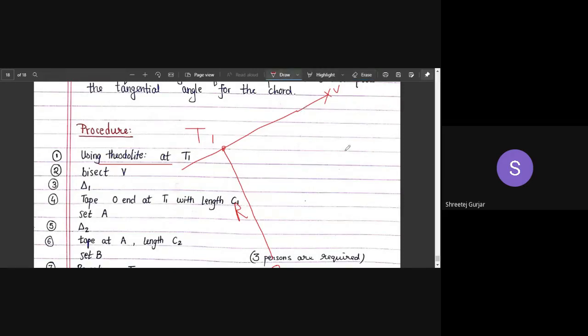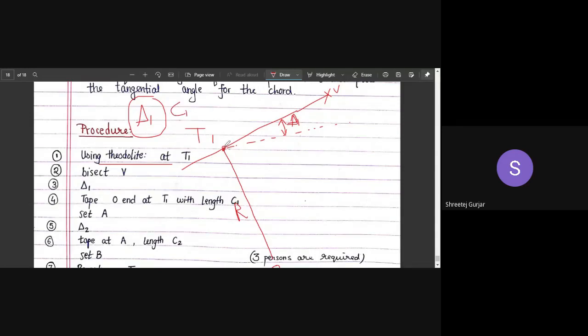Then what you do is clamp your lower screw, loosen the upper plate screw, and set this particular delta 1 which you have calculated in degrees. You can move your theodolite in that particular direction. Delta 1 you move, and you know the chord length C1.